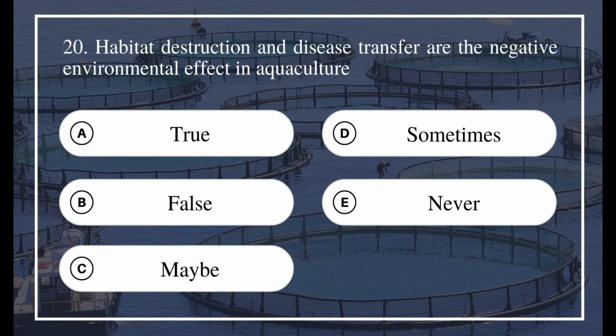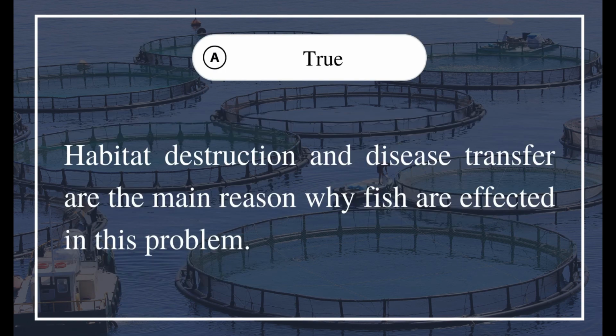20. Habitat destruction and disease transfer are the negative environmental effects in aquaculture. A. True, B. False, C. Maybe, D. Sometimes, E. Never. The answer is A. True. Habitat destruction and disease transfer are the main reason why fish are affected in this problem.